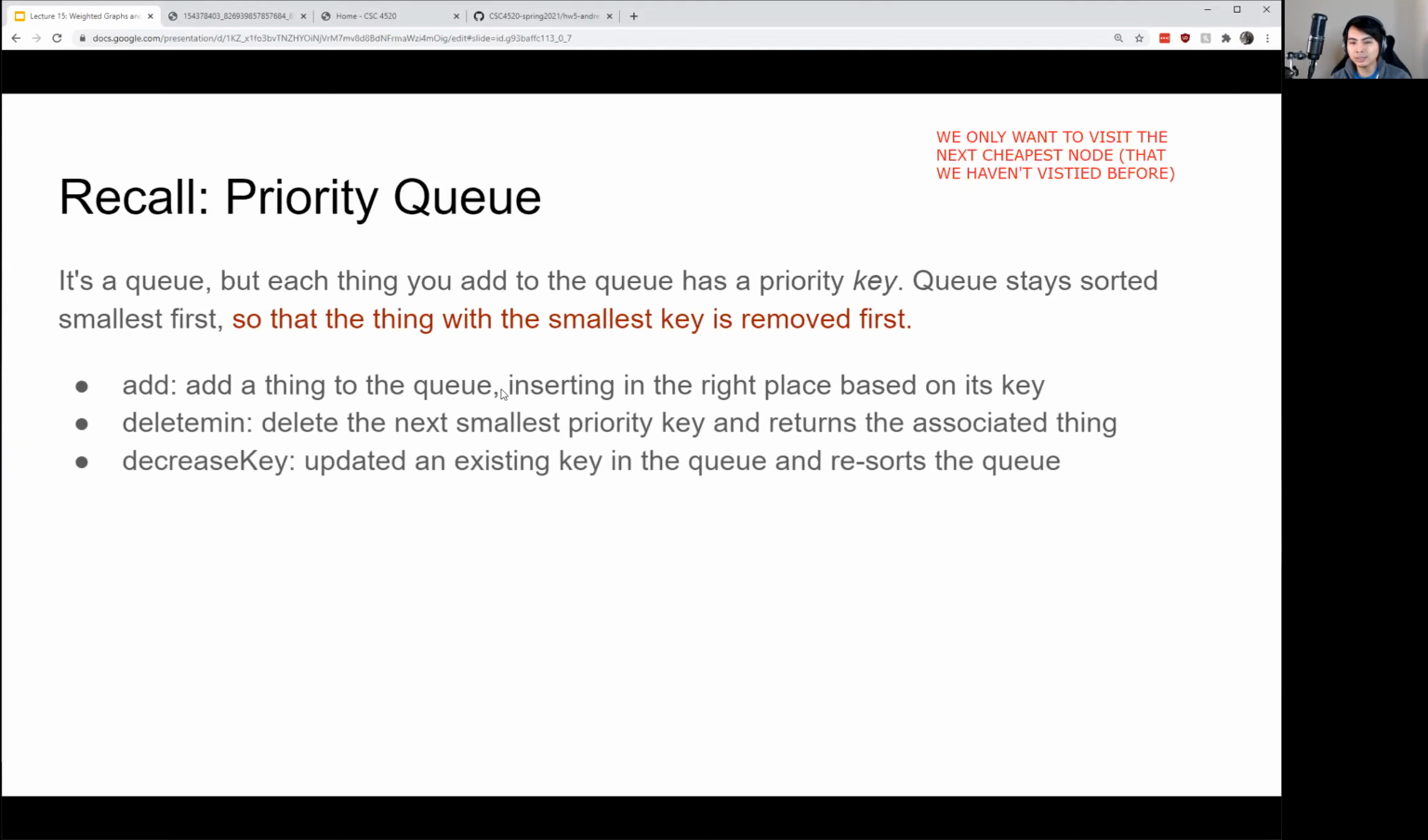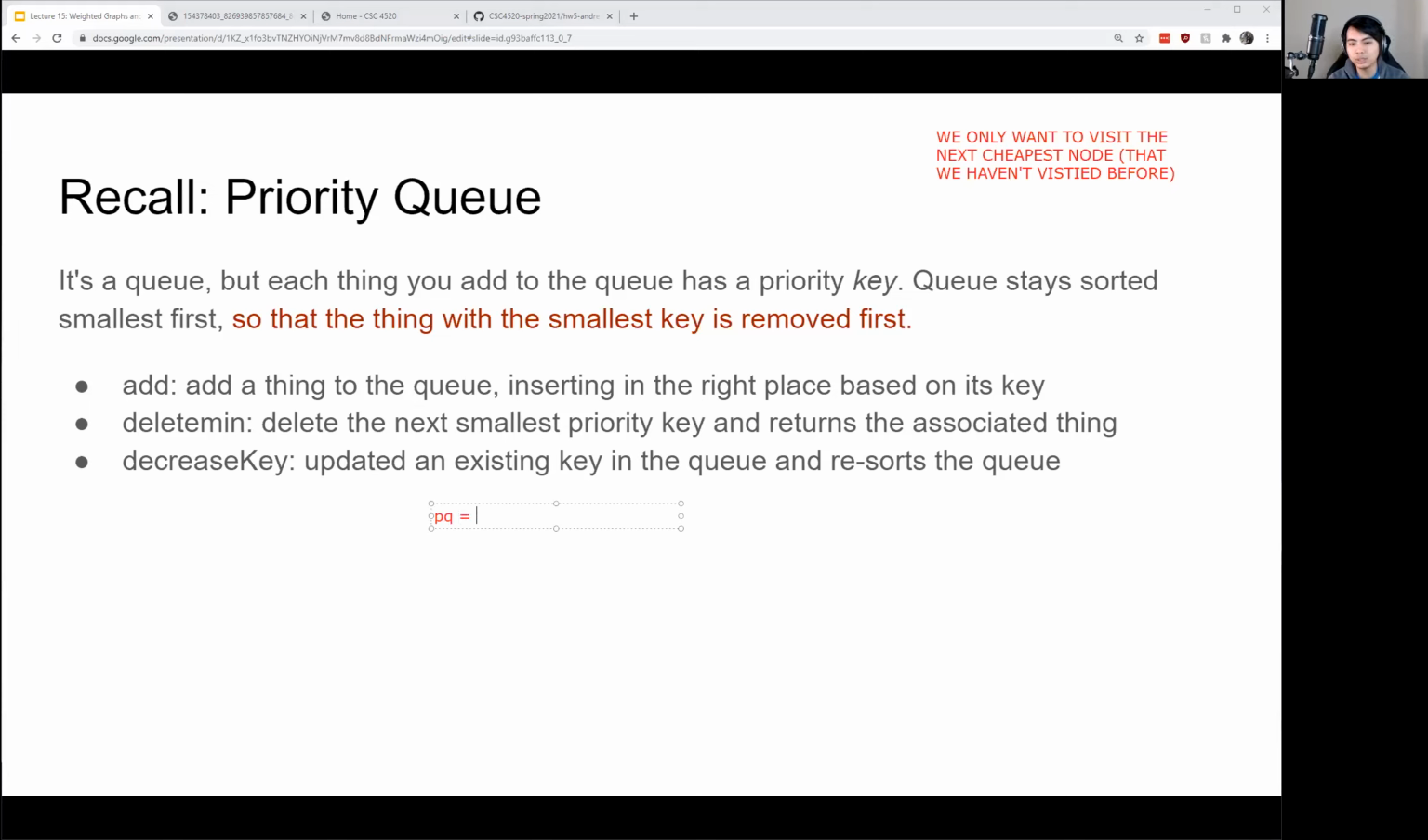Add will add a thing to a queue, inserting it into the right place based on its key. Delete min will take the next smallest priority key and return the associated thing. And then decrease key will update an existing key in the queue and resort the queue. The easiest way for me to explain this to you is through an example.